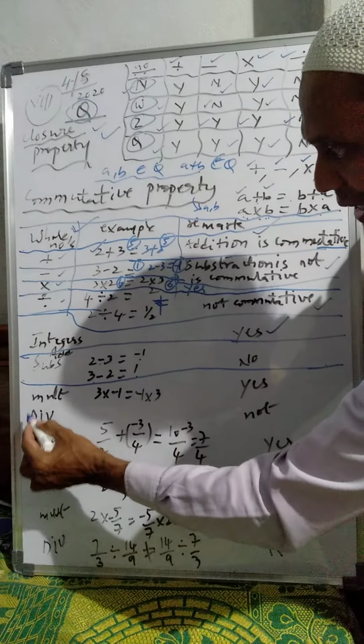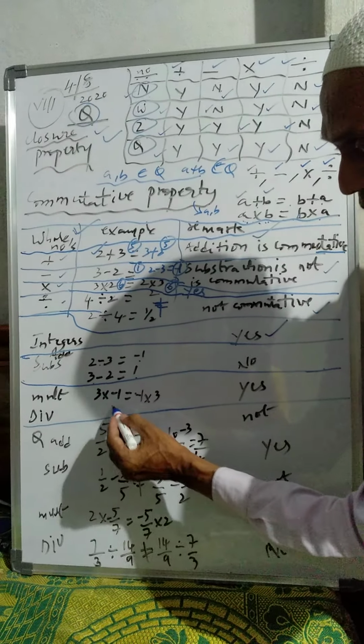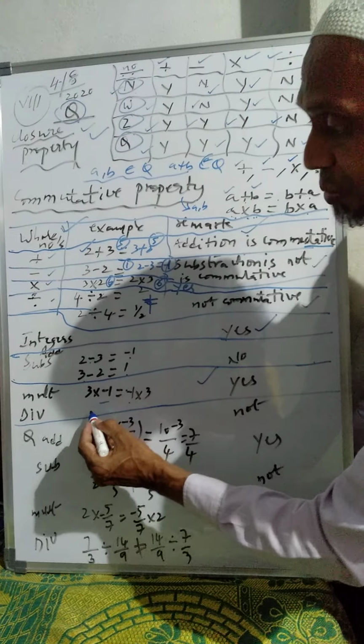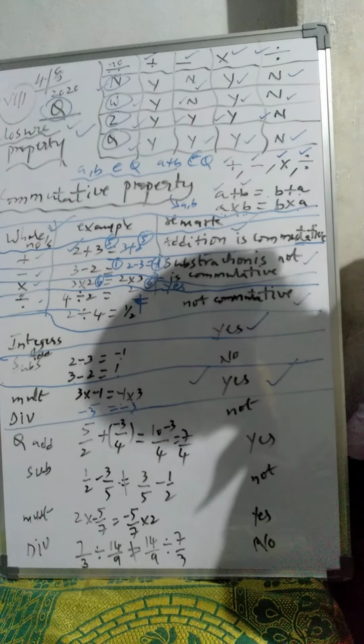Is it clear? Now multiplication. 3 into minus 1 is equal to minus 1 into 3. Here the result: 3 into minus 1 is minus 3, and minus 1 into 3 is minus 3. So the result is not changing. So multiplication of integers is commutative.